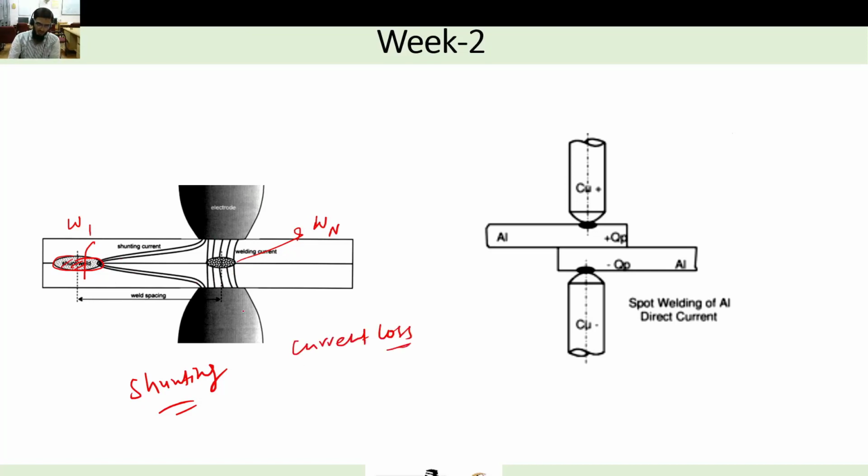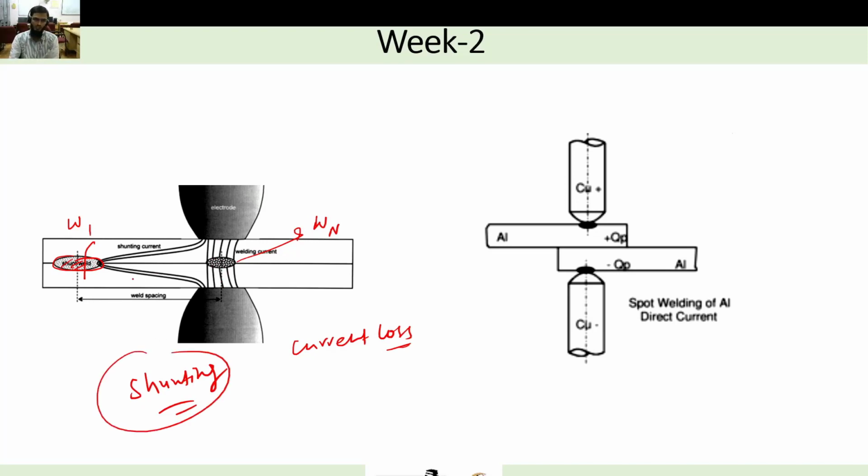Basically we are losing the current, and indirectly we are heating this, because this will have some resistance and it will be getting heated. So we are deteriorating the property of this already welded sample, and the current loss will cause less heat generation at this new weld, and thus less heat will cause a smaller nugget diameter. So you can see this one is bigger and this one is very small. Due to the current loss, the new nugget which will be forming will be smaller than the already formed earlier welds. Which is not at all desirable.